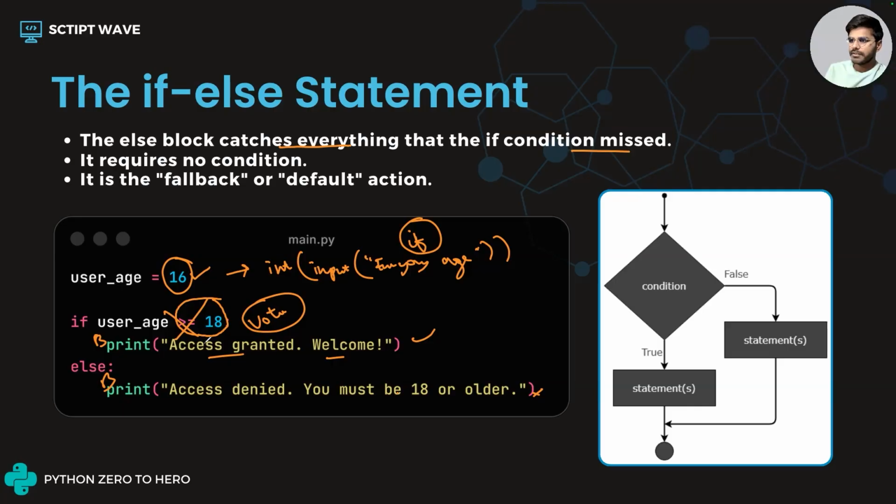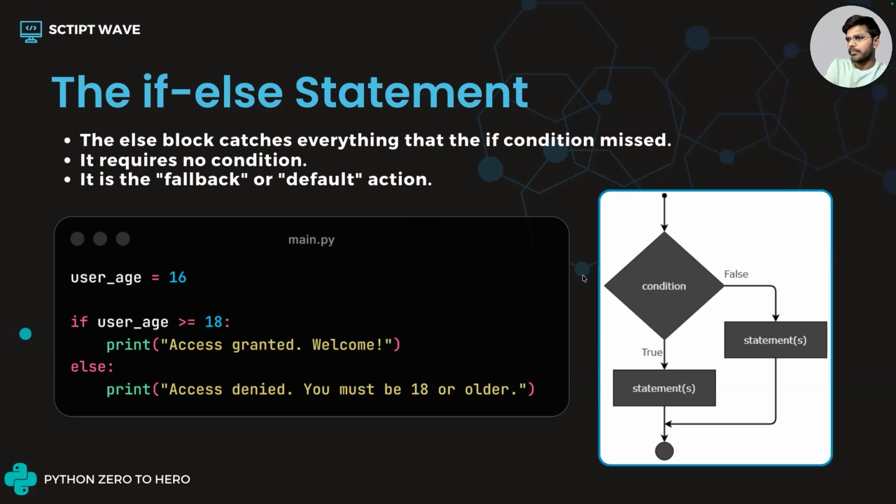Else, if this fails, then it will move to this part. Access denied, you must be 18 or older. So here we are just printing. We can add any number of if statements inside if. You can add any number of if statements inside else as well. Let's try to do these combinations once we start writing the code. But let's move forward with the next concept, that is the elif.